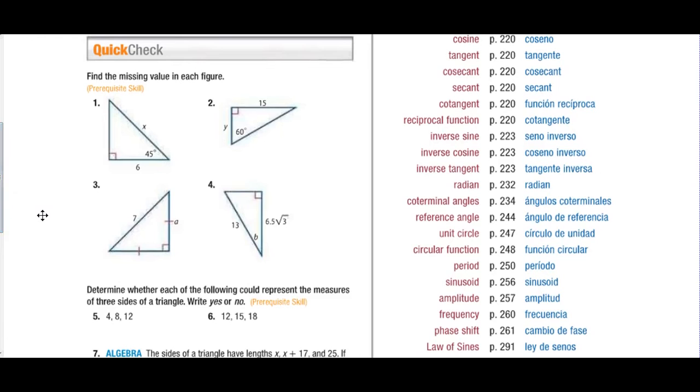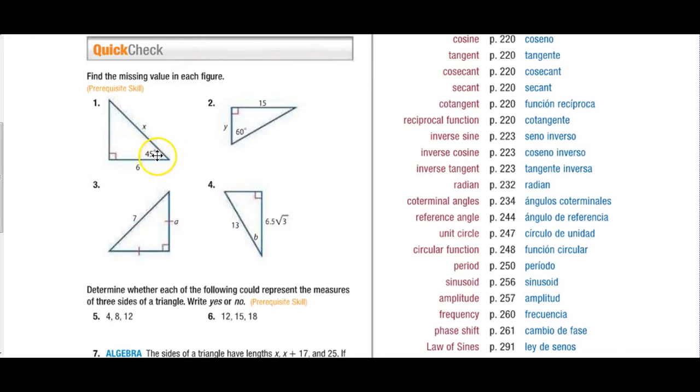We are going to start with this first set, and the directions say find the missing value in each figure. And before we actually get into any of the math, if I observe the types of triangles these first four are, I'm wondering if you see something interesting, something they all have in common. So I'll give you a second to take a look at those. The first thing I notice is that these all have a 90-degree angle in them. So they are all right triangles.